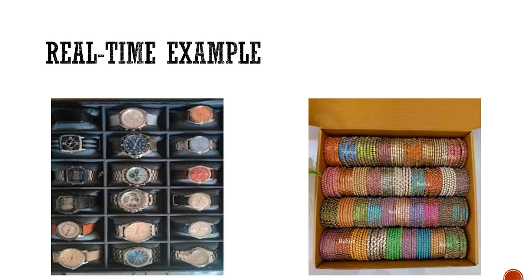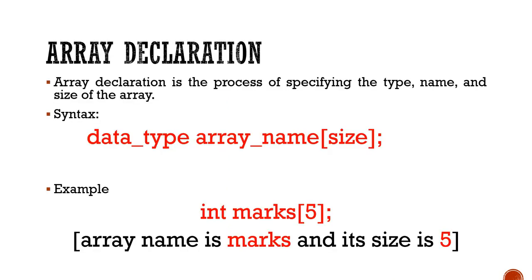This is one example. See the second picture. The second picture contains a collection of bangles which have been kept in a single box. You can relate the bangles with the values and the box with a variable. This is how an array is mapped with a real-time example.